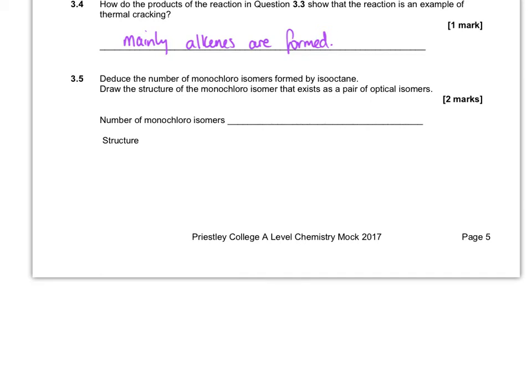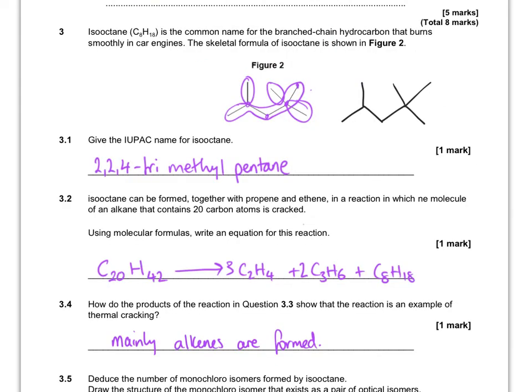Okay, deduce the number of monochloroisomers formed by isooctane. Draw the structure of the monochloroisomer that exists as a pair of optical isomers. Right, to do this, we're going to have to go back and look at the structure. Okay, I've redrawn it out because I'd scribbled all over it before and you can't see it. So we now need to see where we could put a chlorine. So I could put one on this carbon, or I could put one on this carbon, but they would be the same. I could put one on this carbon, and I could put one on this carbon.